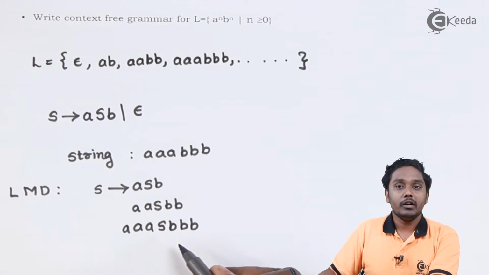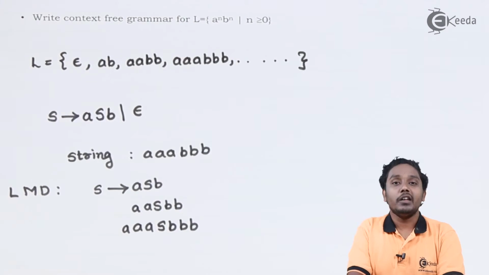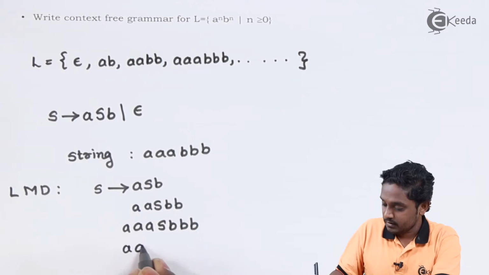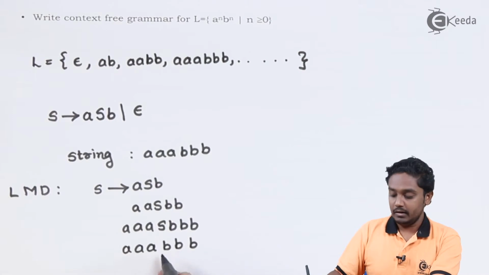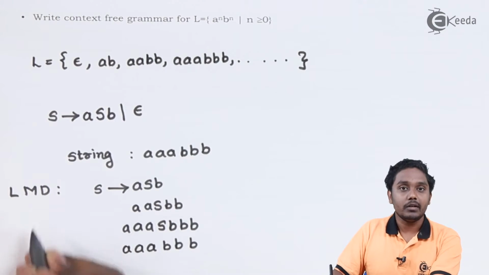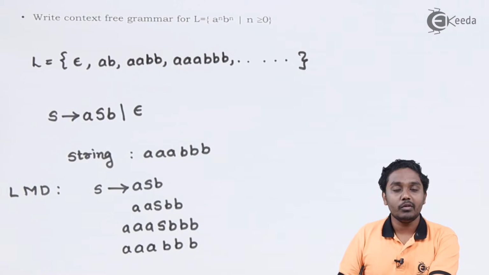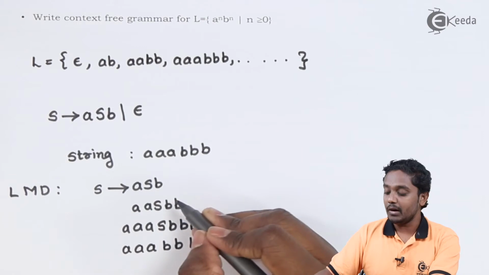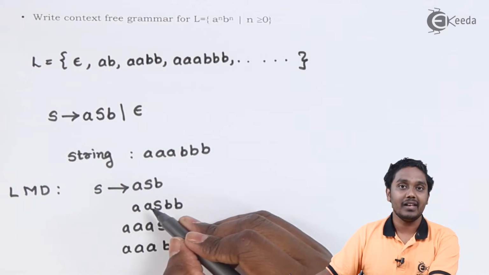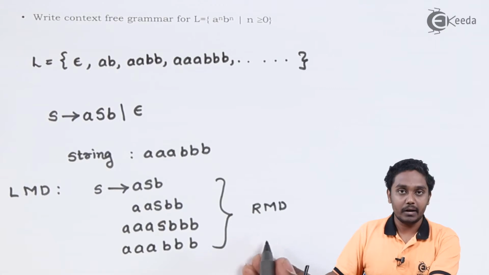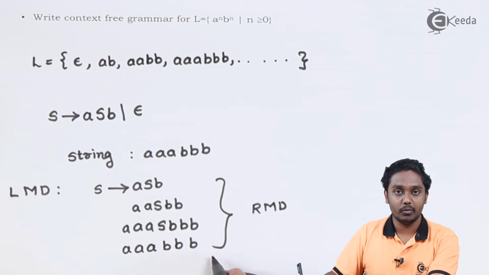Now you can see that I have already generated 3 A's and 3 B's. Now we will not need the start symbol S anymore. We will use the production epsilon for replacing S. You can see that now I got the expected string 3 A's followed by 3 B's. Here I have written leftmost derivation. Even if we are using a rightmost derivation, you will see that the same string is derived because we have only one non-terminal over here, that is S. So over here I am writing the rightmost derivation is the same as the leftmost derivation.